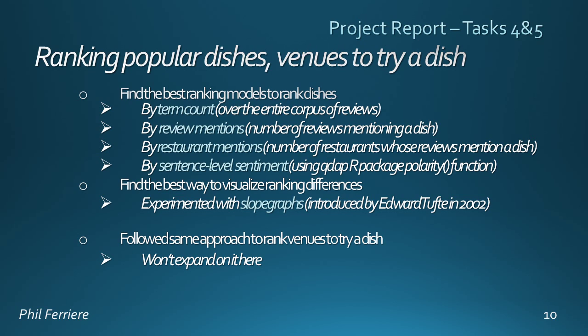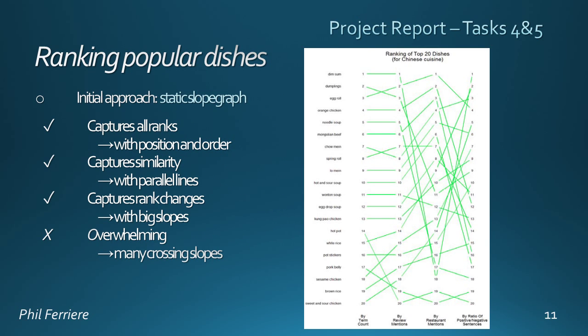To compare and visualize the differences between the 4 ranking models, I experimented with slope graphs. Here's my first attempt at combining the 4 rankings in one slope graph. Dim sum is first by 3 rankings. For these rankings, it appears first and at the top. By restaurant mentions, where it is ranked 18th, you can see a huge dip to 18th position toward the bottom of the graph. So this slope graph certainly captures rank by position and order very well.